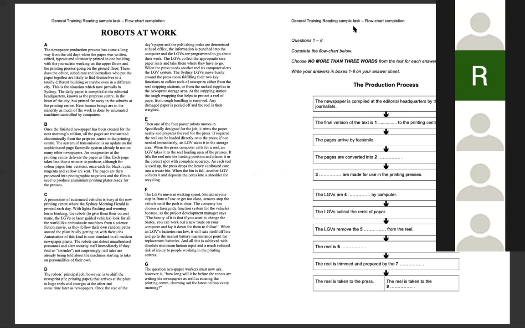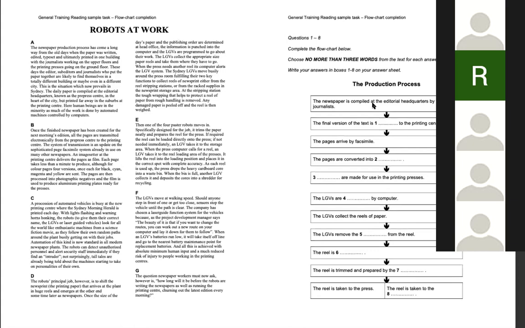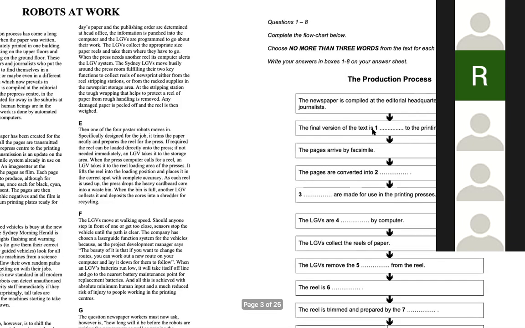So this is what your flowchart completion is going to look like, if you can see my screen. You have a process which is given to you in the form of a flowchart. So there is a sequence of events, or there's the sequence of a process that you have to fill in. For example, if you look at it, it's the production process. So all your flowchart completion questions are going to be something related to a sequence of a process or sequence of some kind of an event. Okay, so it's going to be like this. So what you have to do is you have to read through and try and complete it.